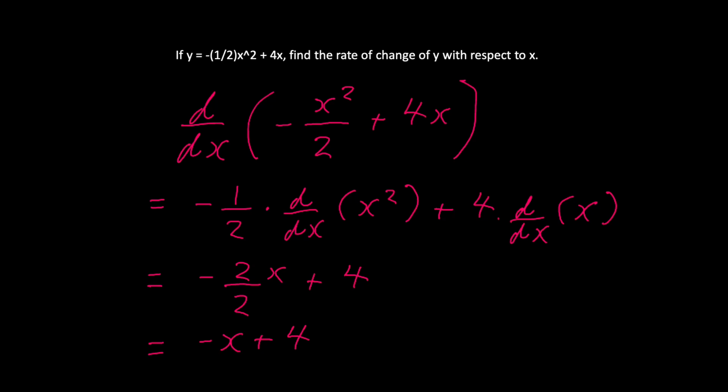And now if we're talking about 4x, the exponent of x would be 1. So 1 minus 1 is just 0. That's why the x ends up disappearing, and that's why we only have the plus 4. So the final differentiated result is minus x plus 4.